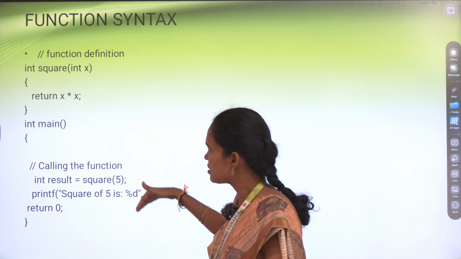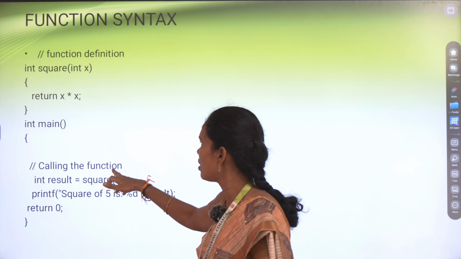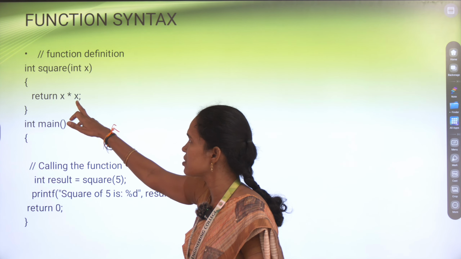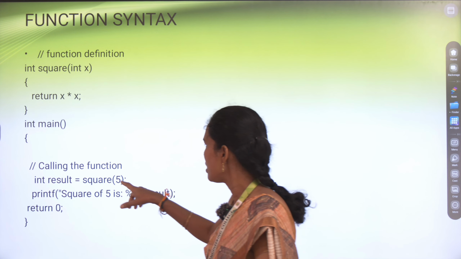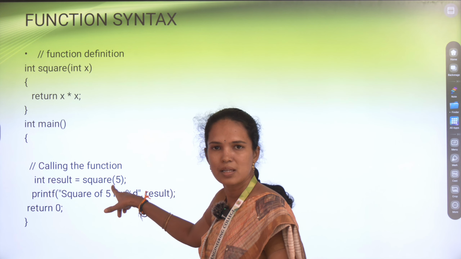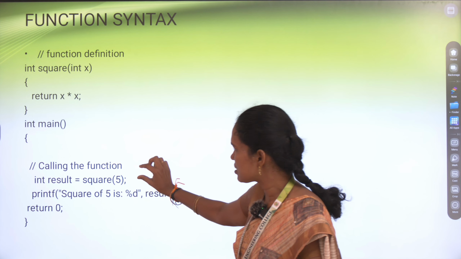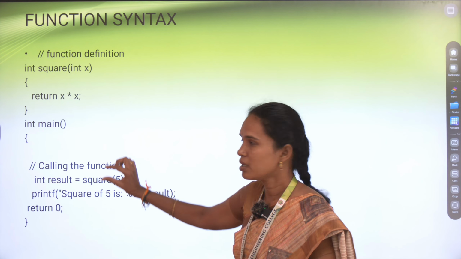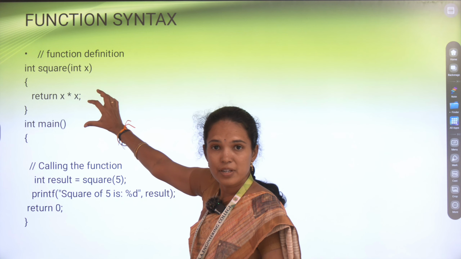So I want to print the result here. So here I want to call the function. How can I call the function? By simply calling square of 5. So this line is called calling the function. This line is known as calling the function. This is known as the definition of the function.